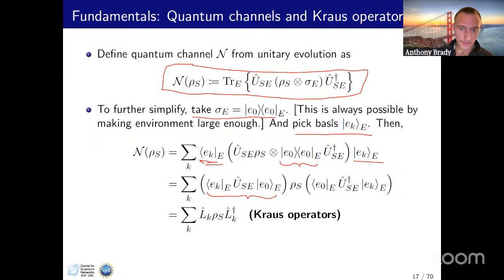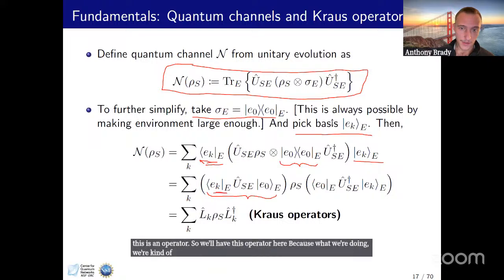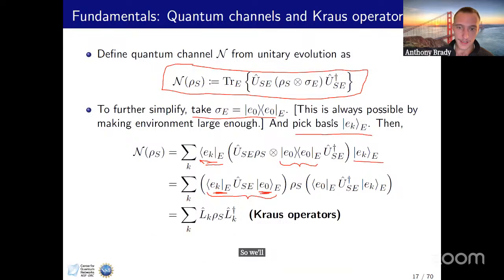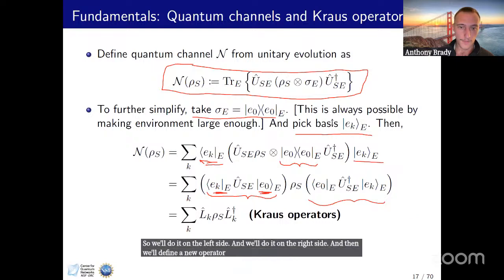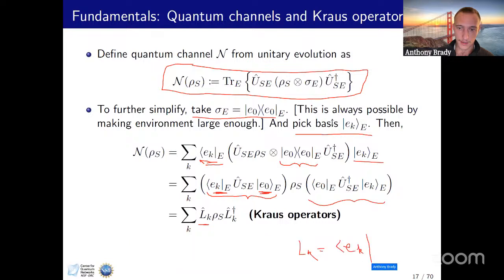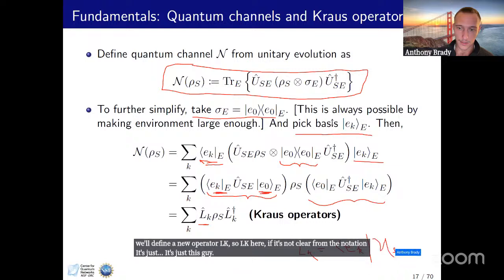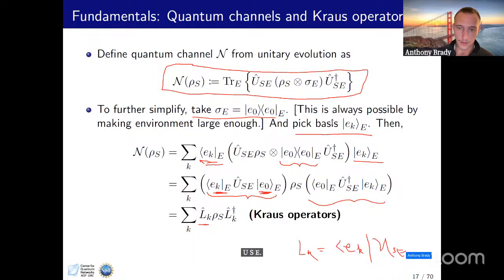Because what we're doing is projecting the unitary over these environmental degrees of freedom. We'll do it on the left side and on the right side, and then we'll define a new operator, L K. L K here, if it's not clear from the notation, is just this guy: U S E, E naught. And this is some operator.